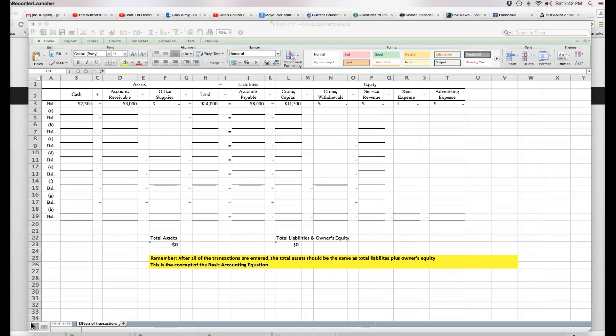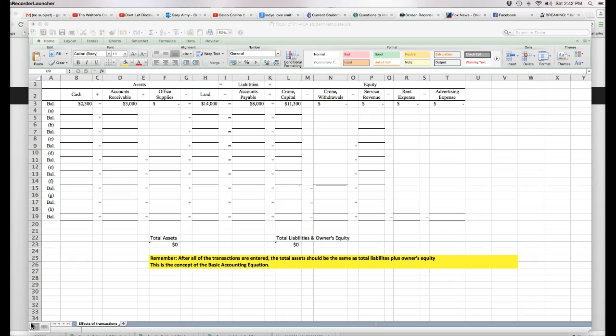Hi everybody, I wanted to review the first problem, P1-40, and give you an idea of what you're to do in this particular problem. What I have up in front for you to look at is the actual template, and you'll notice that this template has assets, liabilities, and equity. And the accounts below it are for each of those particular categories.